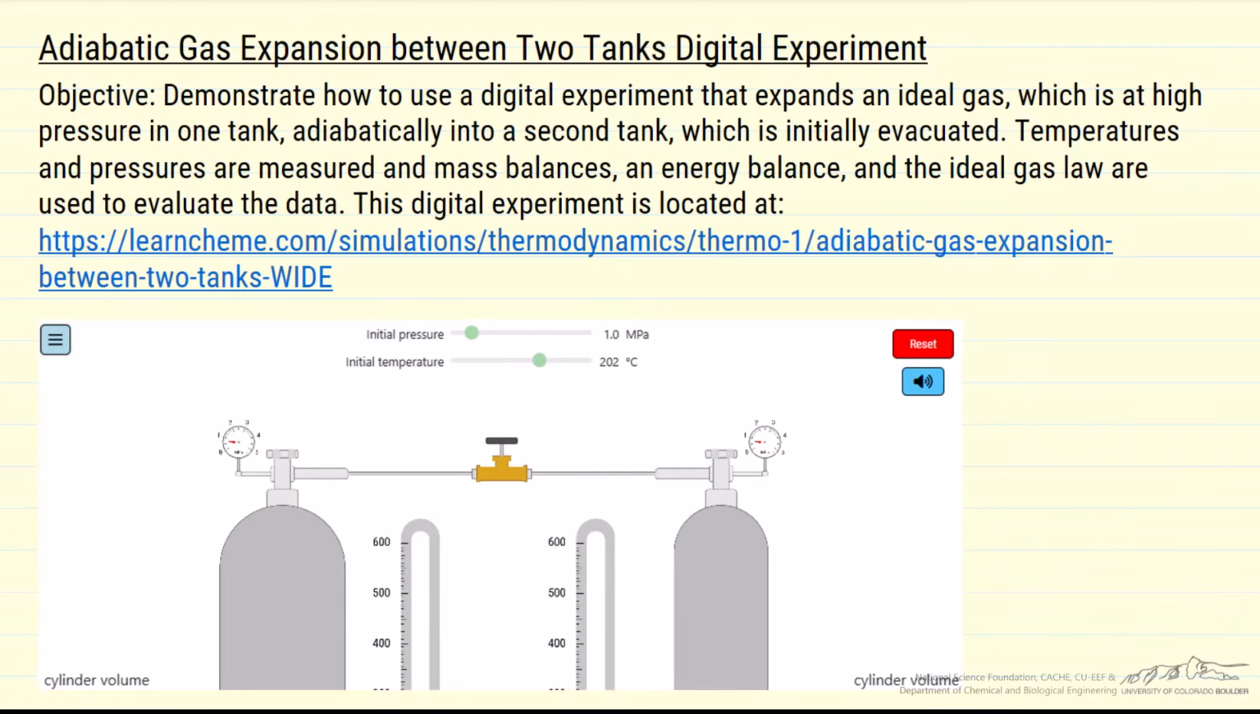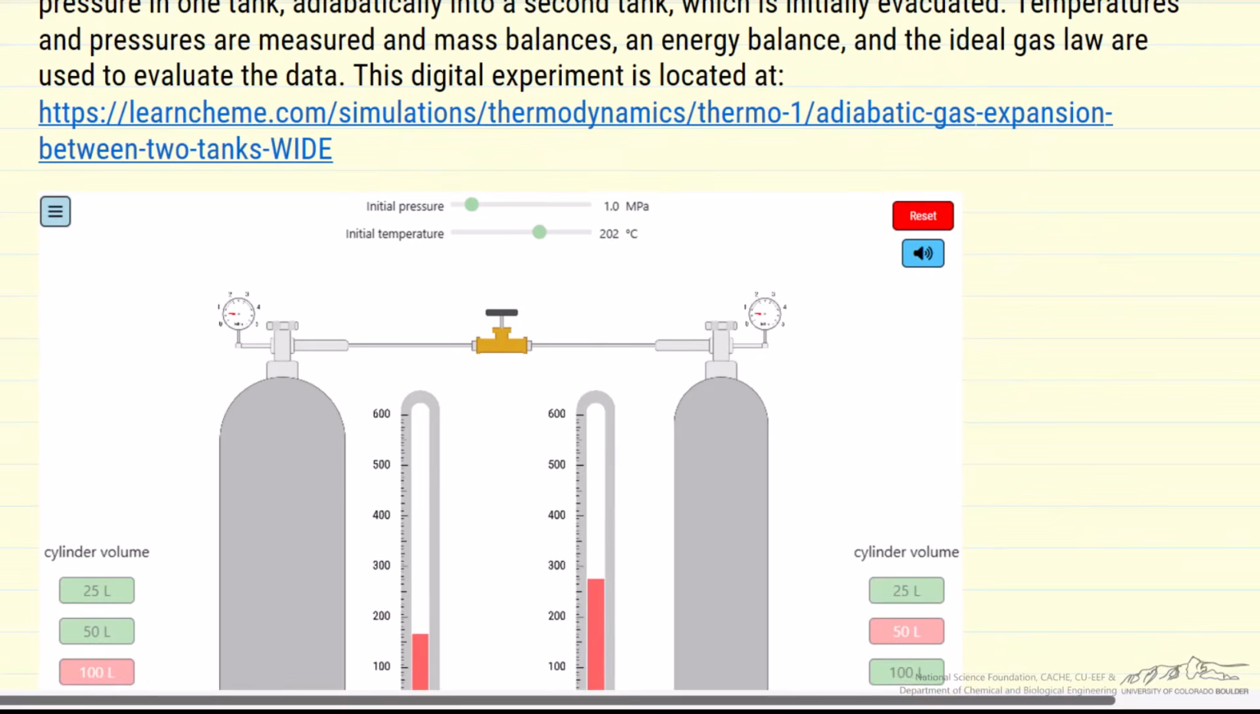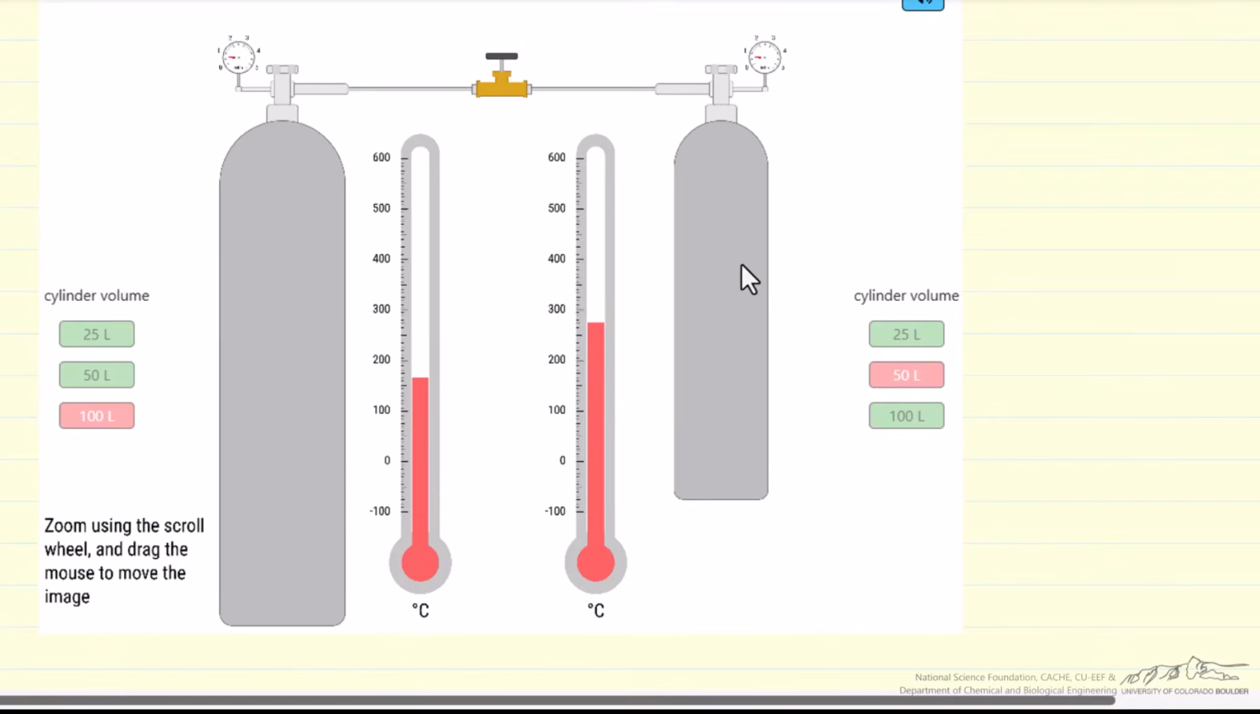I'm going to briefly demonstrate how to use a digital experiment where students will take data. In this experiment, we expand an ideal gas that's in this tank on the left at high pressure and elevated temperature. And by opening these valves, we expand it into another tank.